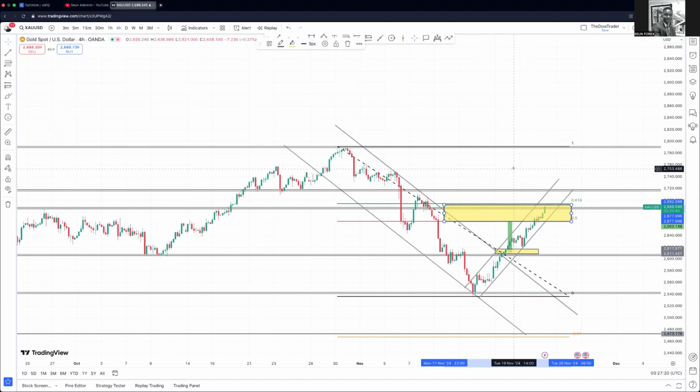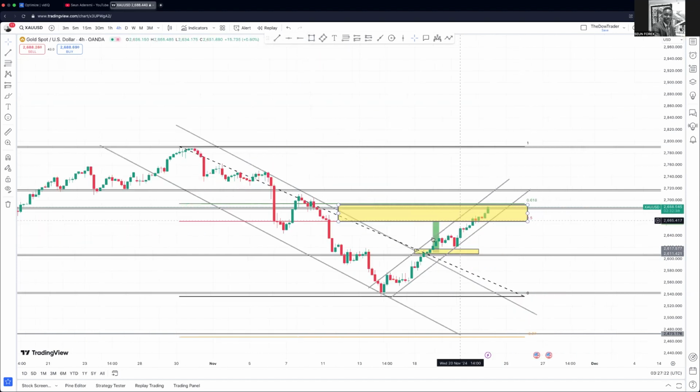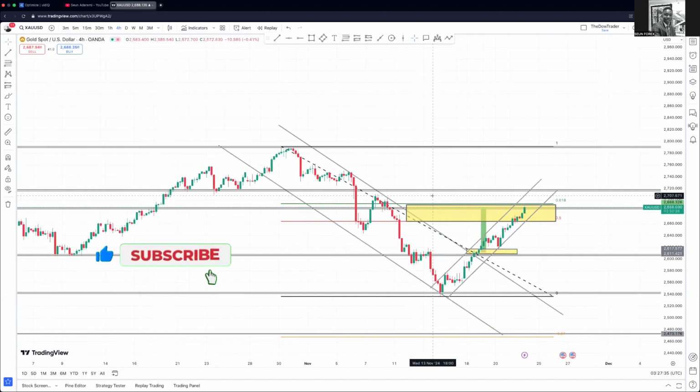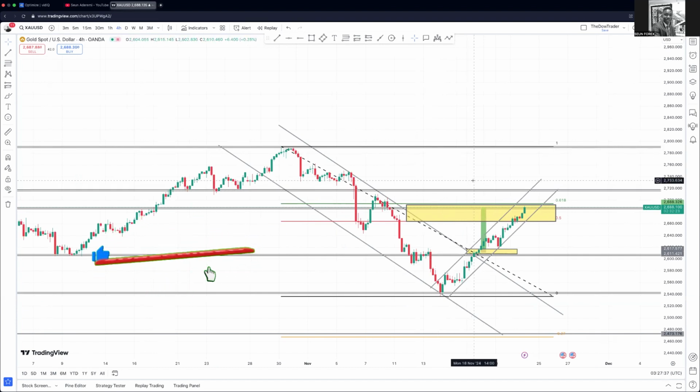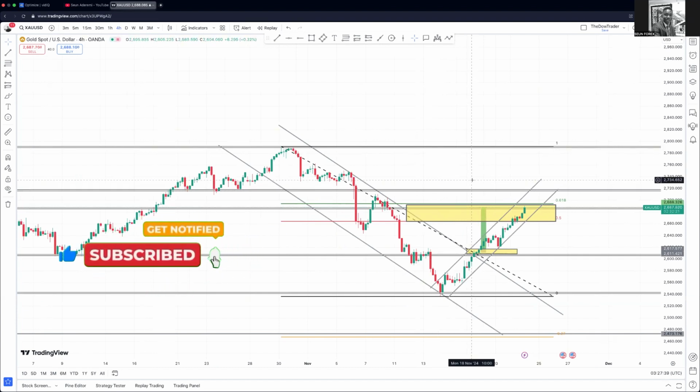Like I said, how many pips in total? Let me quickly calculate the pips in total. Right now, the total pips that whoever entered this trade from this first yellow key zone has made is 707 pips. Imagine that. That is the power of pure price action without indicator.